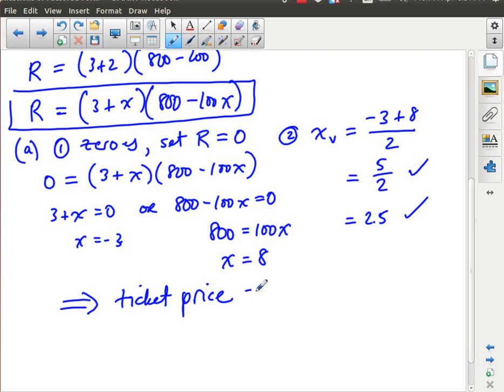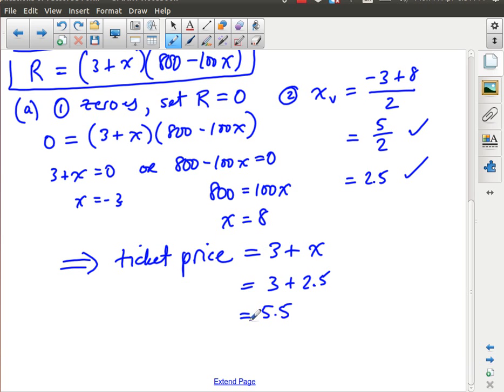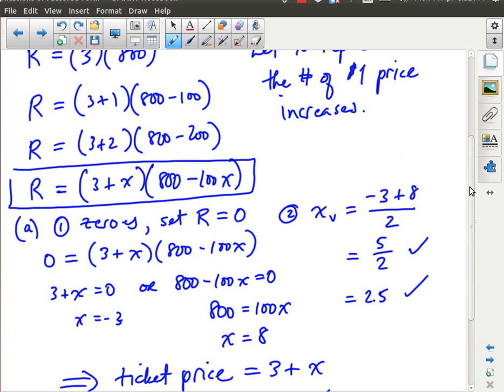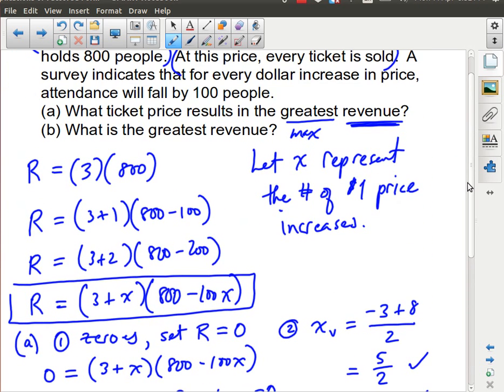Well, what is my ticket price? It's actually 3 plus x, and that is equal to 3 plus 2.5, which is equal to 5.5. So the ticket price is actually going to be $5.50 to maximize revenue. Now let's take a look at part B, which was what is the greatest revenue?